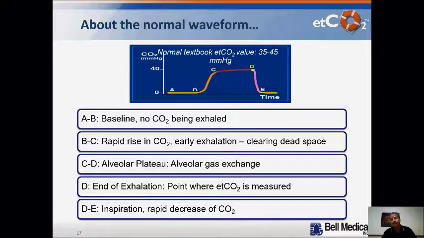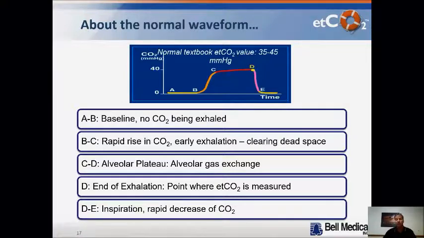So here's an actual waveform and what's occurring. Basically, the A to B section, they say here's a baseline, but it's basically almost a resting period. You've just exhaled, and now, or you just inhaled. Now you're about to start exhaling. So the B to C rise is early exhalation, and you're starting to send the CO2 out.